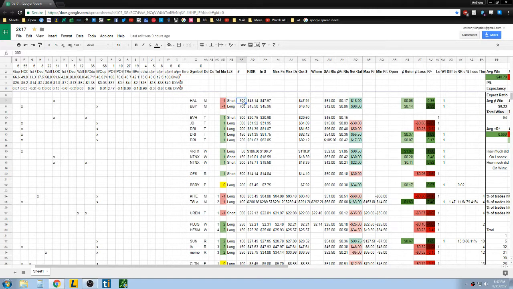Got a short and a long, the number of shares I took, the risk of the trade, where I got in, my max favorable. This is one of my most recent things that I added here, my max favorable and my max drawdown. So this is the point at which my trade was the most profitable. This was the highest that the trade went in my favor, and this was the lowest that the trade went against me. You'll see plenty of stuff later as to where that comes in with charts and other numbers.